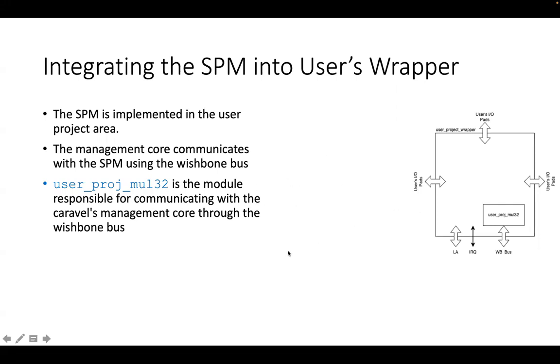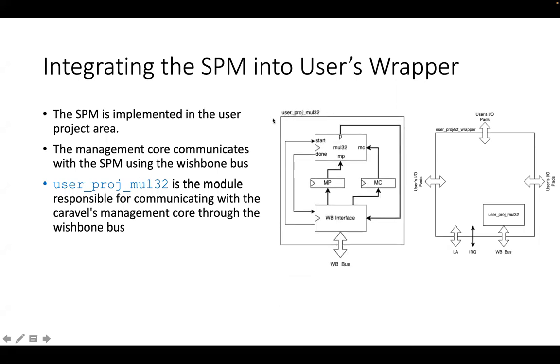So here comes the use of our third and final module, which is called the user_project_MUL32 module. This module is the one responsible for communicating with the Caravel's management core through the wishbone bus. So basically, this module contains a wishbone interface, which can be used to write into the multiplier and multiplicand registers, as well as feeding the wishbone interface the output of the multiplication, which is P.